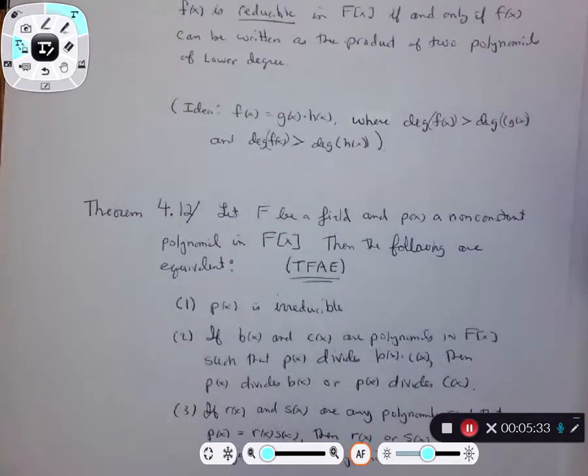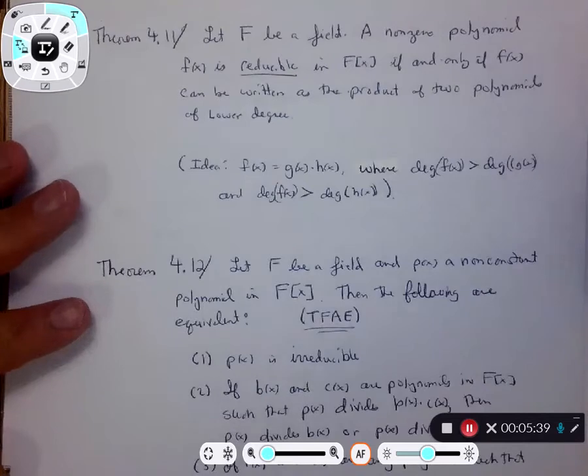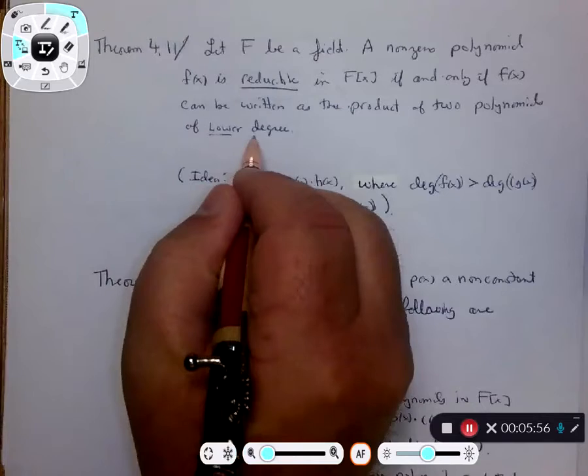So, Theorem 4.11 says this. Let F be a field. A non-zero polynomial f of x is reducible in F adjoined x if and only if f of x can be written as a product of two polynomials of lower degree.